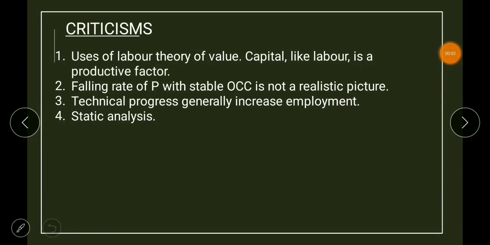Some major criticisms of the Marxian theory are as follows. It uses the labor theory of value as its basis for analysis. It is widely debated that capital, like labor, is a productive factor. However, in Marxian analysis, only labor is considered to be the productive factor. Falling rate of profit with a stable organic composition of capital is not a realistic picture. Technical progress generally increases employment; that has been seen empirically. Finally, the Marxian analysis is a static analysis.